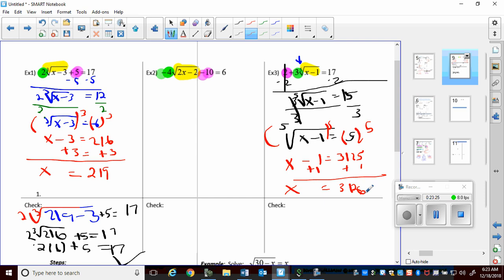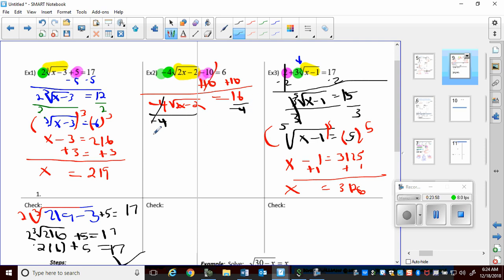For example 2, you don't have to do that work like that, because all you're doing is squaring. And actually, I'll just go ahead and work through that with you. So I'm going to add 10 to both sides. And I get negative 4 square root of 2x minus 2, this goes away, equals 16.